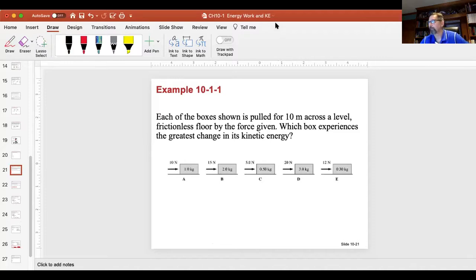All right, let's see if you got it. Polling, go all the way down to the bottom where I stuck this one and launch it. Had a second to look at it. You know the definition of work because I just went through it. Each of the boxes pulled the same distance. Frictionless floor, which box experiences the greatest change in kinetic energy, which is another way of saying, since they're equal, which one has the greatest amount of work done.